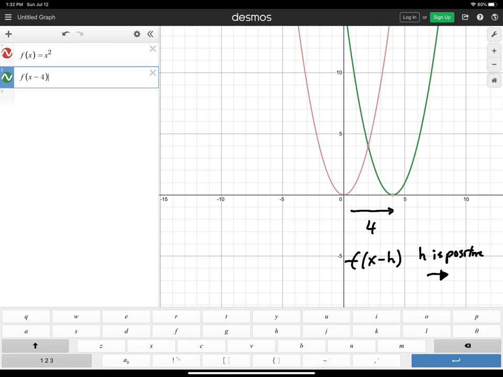Now, what happens when h is negative? If you think about it, that means, for example, let's say negative 4. So if h is negative 4, that means I have f of x minus negative 4, which is f of x plus 4. The way the book explains this, if you have x plus a number, we move to the left.